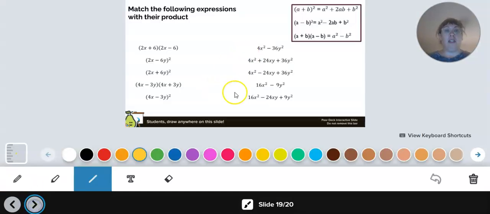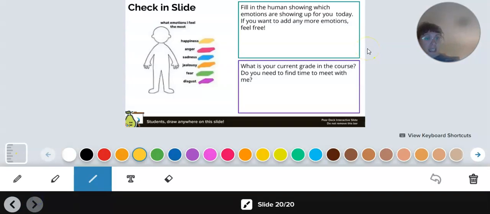And I also want you to do the same thing on slide 19. And then on the last slide here, slide 20 is just a check-in slide. You can do a little emotional color check-in. And then I want you to check your grade for this course, see where you're at.